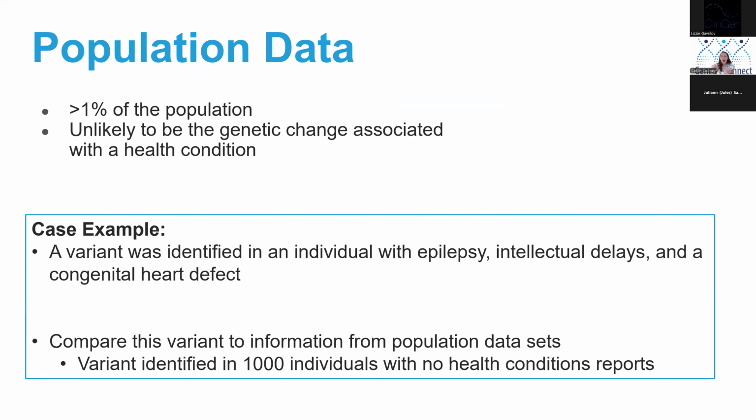So what do we mean by population data? This is a tricky question, but basically a cutoff that we commonly use is around 1%. If a variant has been seen in 1% or more of the general population, it is less likely that variant alone is causative of a health condition. If one specific variant is seen in more than 1% of the population, we would expect to see a large number of individuals with that specific health condition.